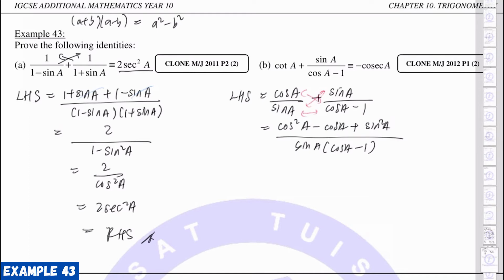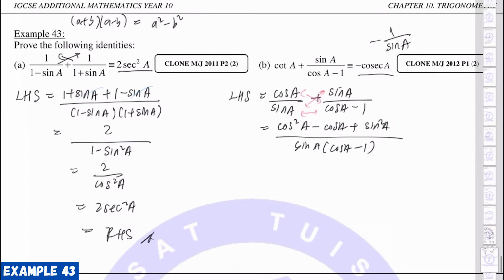Because how do I know whether I have to expand or not? I look at my right hand side. I have a single cosecant, and cosecant is 1 over sine. So I can see I must maintain the sine on my right. I must maintain this. So I don't want to expand the bracket. Let's just leave it first.